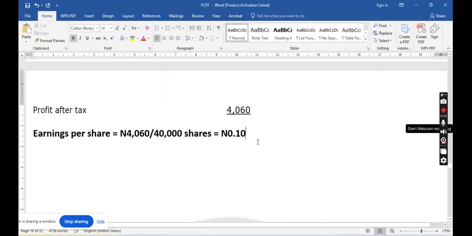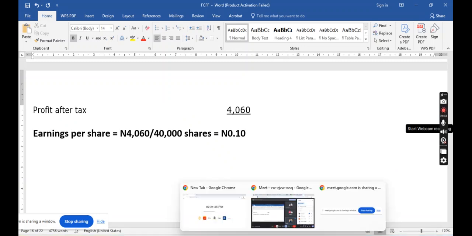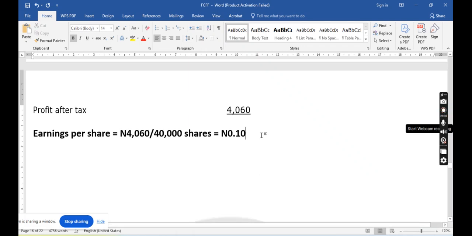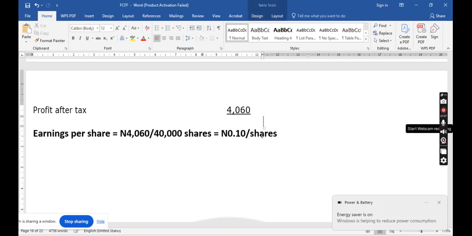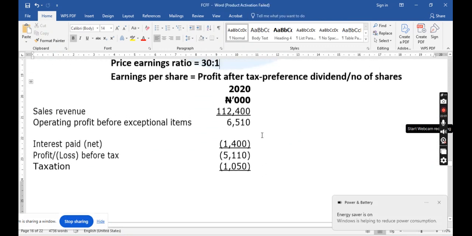0.1015. Okay, like this, 0.1015. So you can just leave it as this per share, right? So we've calculated our earnings per share.